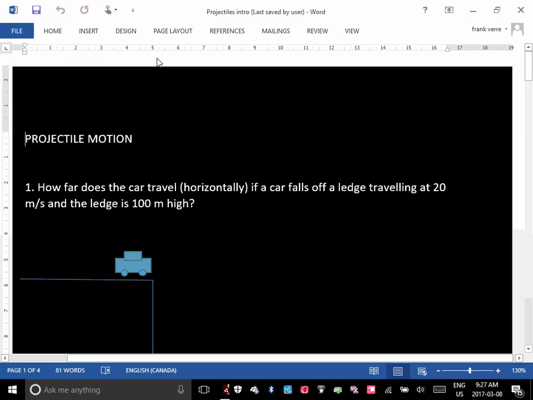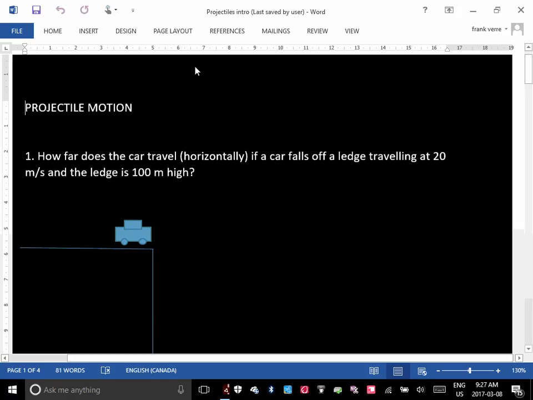Okay, ladies, so we're going to look at a basic scenario of projectile motion. Here we have a car traveling 20 meters per second, heading towards a cliff, I guess, and the cliff is 100 meters high. We want to know how far does the car travel horizontally, okay?